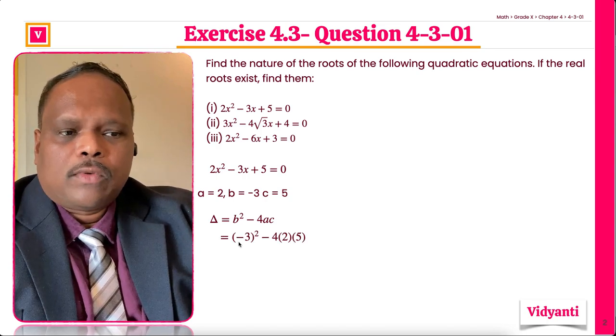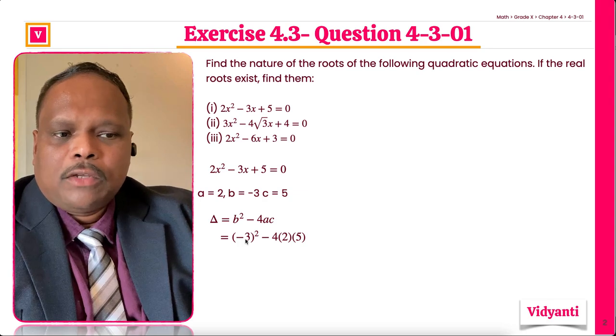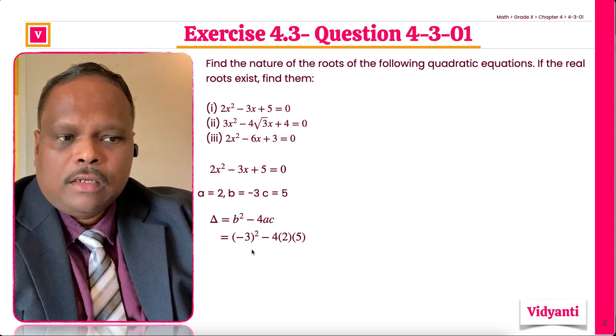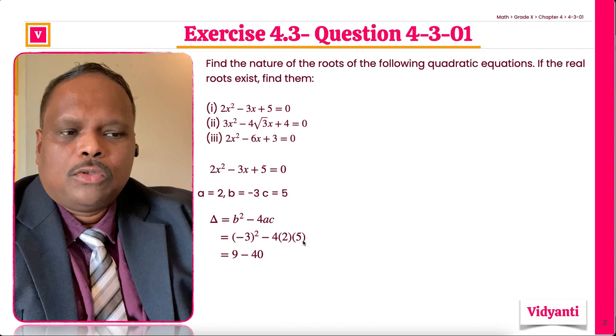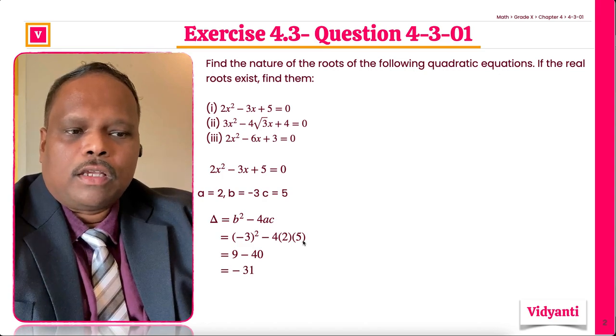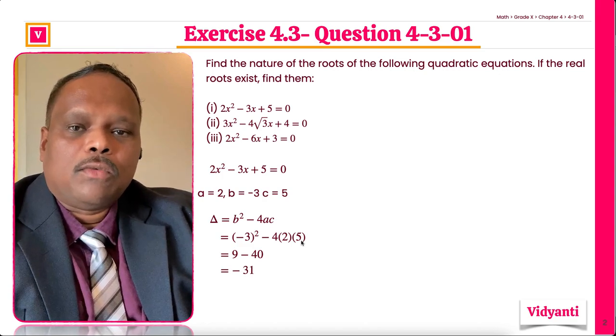Let's substitute that one. -3 square will come out to be 9, and 4 times 2 times 5 will be 40. So this will come out to be -31.